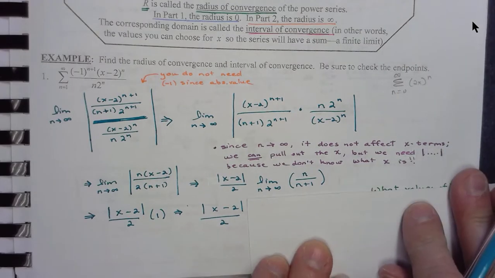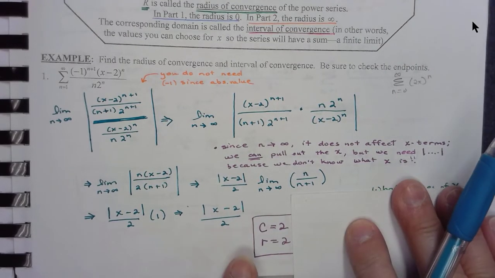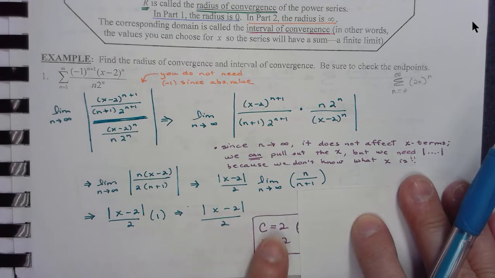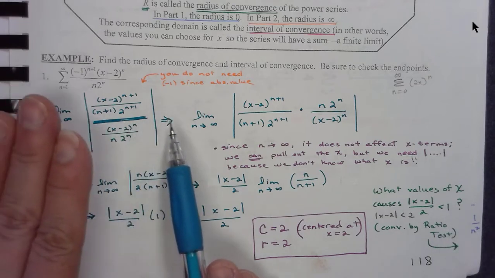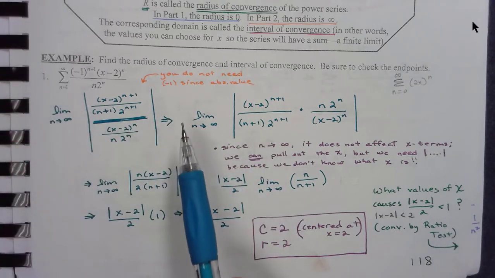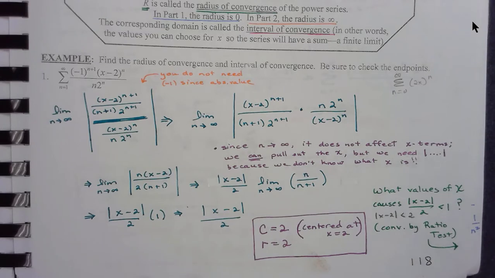What I can tell here is that we are centered at 2, so that makes my radius 2. So we want to converge by the ratio test, which means we need this to be less than 1. If we recall, all of this needs to be less than 1 for convergence to occur.